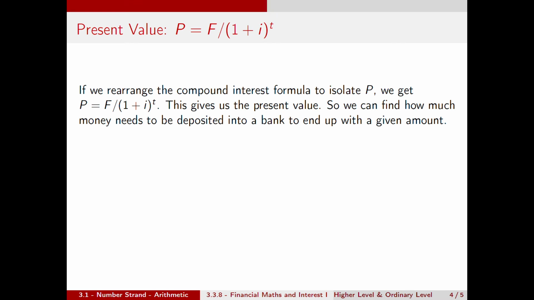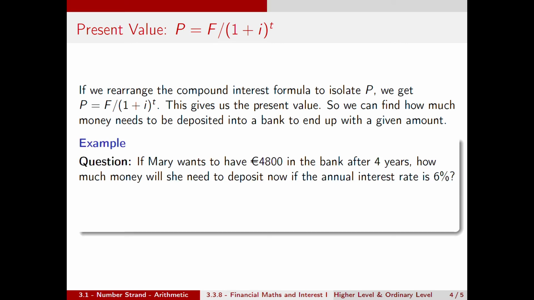So if we look at the present value next, as mentioned before, if we rearrange the compound interest formula to isolate P, we end up with the present value formula. So how this is used is, if we look at an example, Mary wants to have €4,800 in the bank after 4 years. How much money will she need to deposit now if the annual interest rate is 6%?